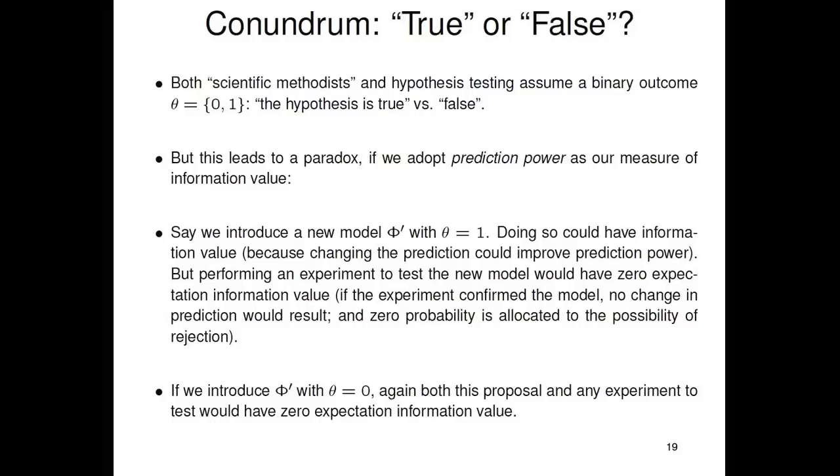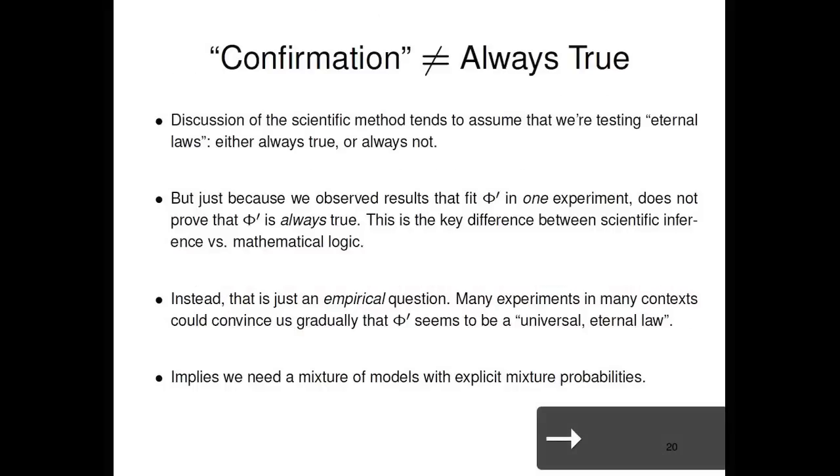So if we introduce it with a value of 0, then both the proposal and the experimental test would also have zero information value. So clearly, one way that we ought to be thinking about this is basically as a mixture of different competing models. Another way of saying this would be that despite the fact that in science we tend to think of what we're doing as testing quote-unquote eternal laws that should either always be true or always not, the fact that we design an experiment and maybe confirm our predictions, you do that one time, that doesn't say that it's an eternal law. We still have a basic probability that you could think of as being sort of the mixture probability of that specific model under different circumstances, different cases. I mean, you know, confirm Newton's law at 50 miles an hour versus confirming it near the speed of light, get a different result.